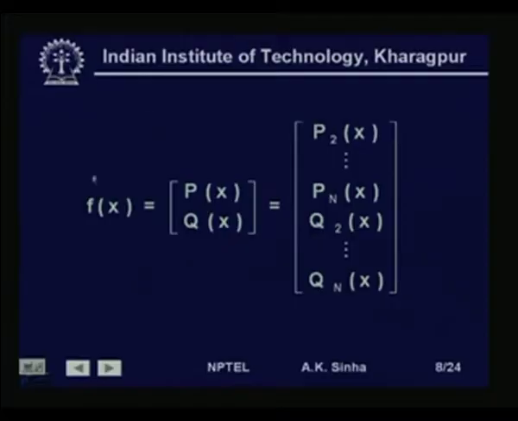Therefore, we can write f(x) is equal to P(x), Q(x), or this vector f(x) is P 2 as a function of x up to P n, all these are functions of x, Q 2 to Q n, all these are also functions of x, where x is basically the voltage angle delta and the voltage magnitude V at all the buses.